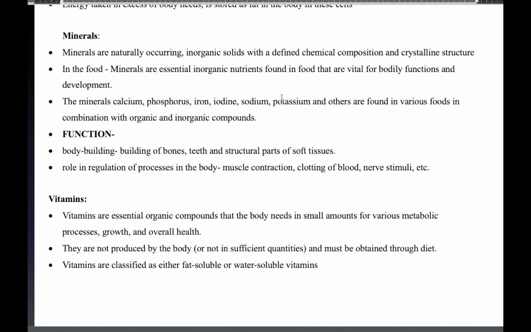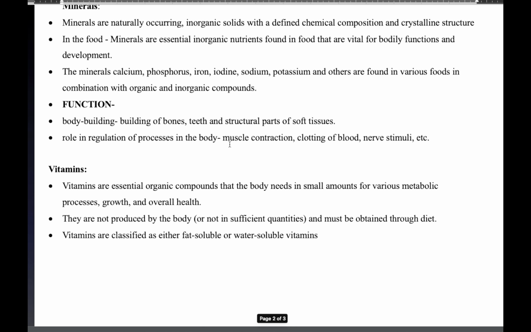Okay, so those are the some of the examples, and the function would be in bodybuilding, like building of bones, teeth etc., and other structural parts of the tissues. And there's the regulation in the body, regulatory function like muscle contraction, clotting of blood, and nerve stimuli. For muscle contraction we use calcium. Okay, calcium is the trigger for muscle contraction and the action in the muscles.